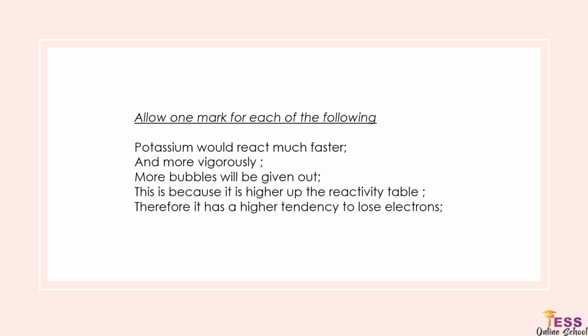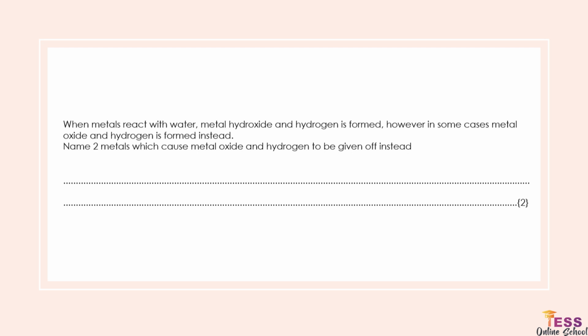Now, let's mark your answer. Remember to award yourself a mark for each of the following marking points. The first marking point is A. Potassium would react much faster and more vigorously. More bubbles will be given out. This is because it is higher up in the reactivity table. Therefore, it has a higher tendency to lose electrons.